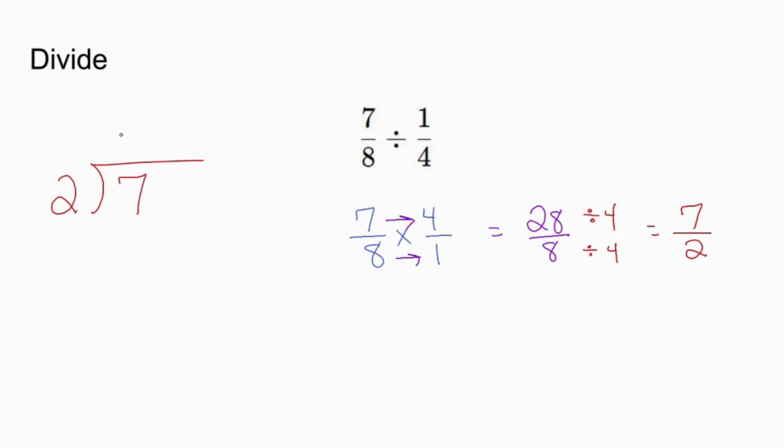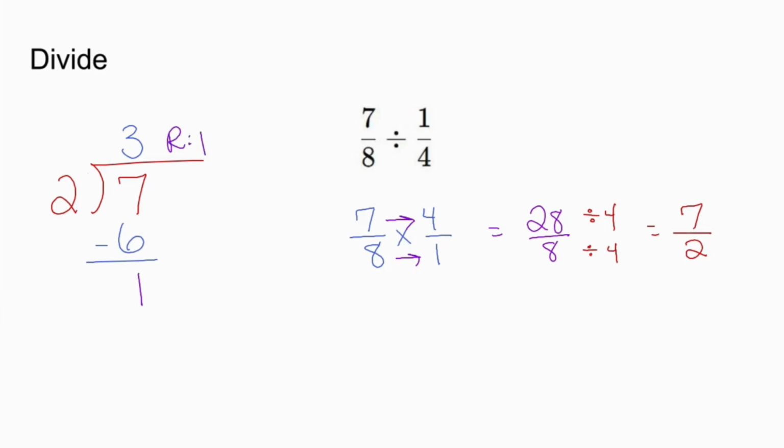2 goes into 7 3 whole times. 3 times 2 is 6, and now we subtract. 7 minus 6 is 1, and with no more numbers to drop down, that 1 becomes our remainder.